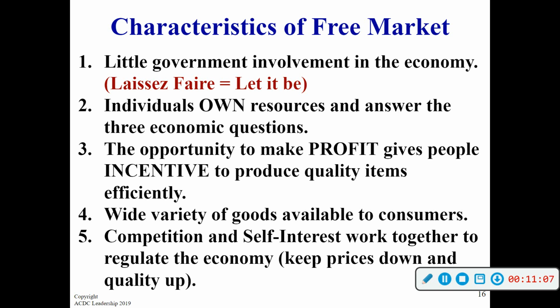Two, individuals own the resources and answer the three economic questions. What are we going to make? How are we going to make it? Who's going to get it? Three is a big one.